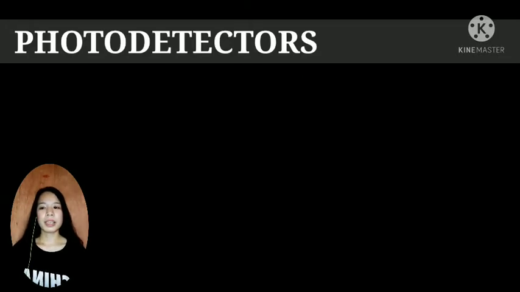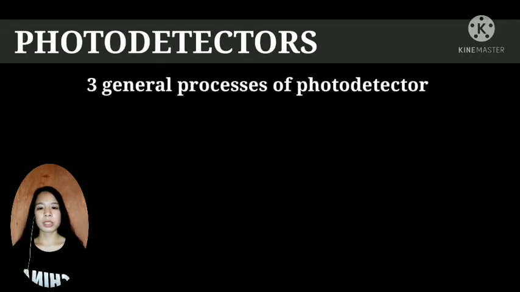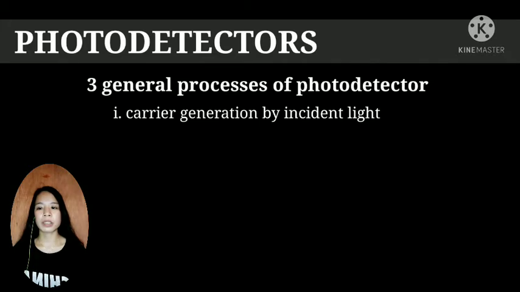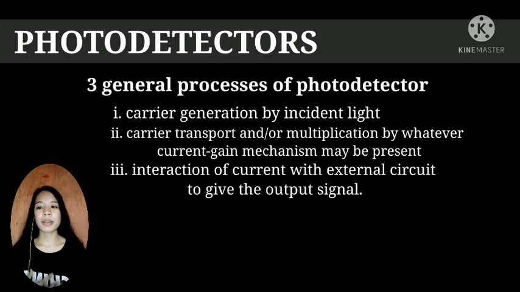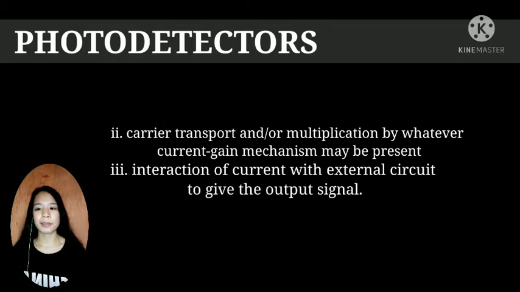So basically, there are three processes that a photodetector has. One is carrier generation by the incident light, second is carrier transport and/or multiplication by whatever current gain mechanism may be present, and lastly the interaction of current with external circuit to give an output signal.